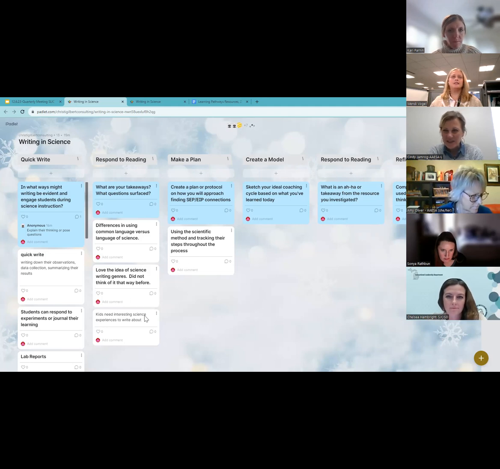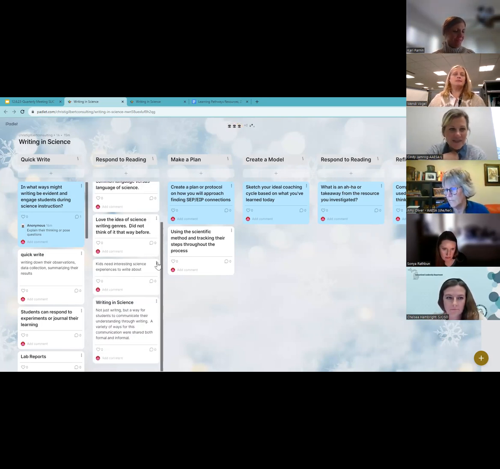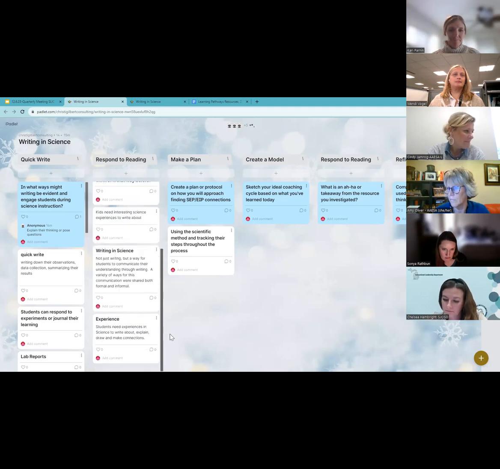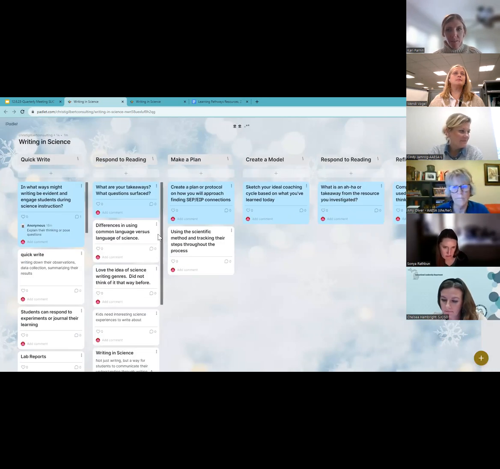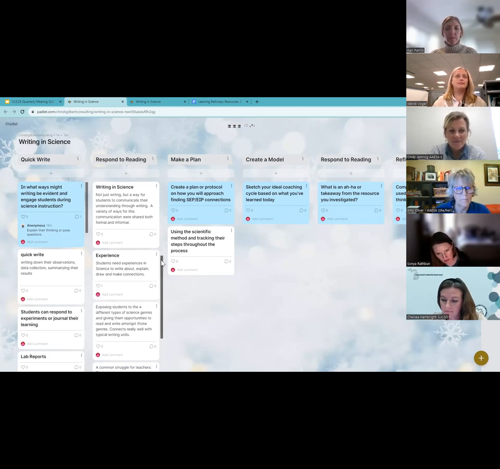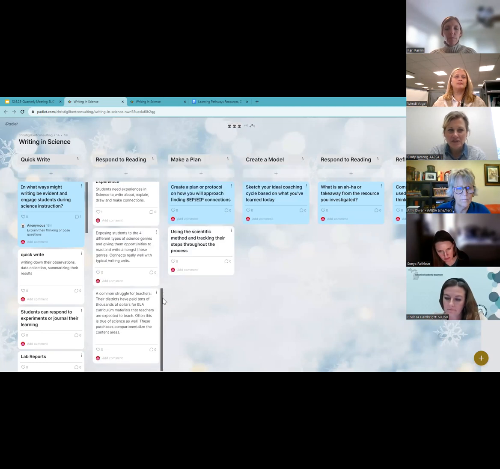Already seeing some really good ideas generated, differences in using common language versus the language of science. I really like that last one too. Kids need interesting science experiences to write about. It's so important. Not just writing, but a way for them to communicate. Oh, I like it about explain, draw, make connections. I really drew a connection to the 4 different genres too.